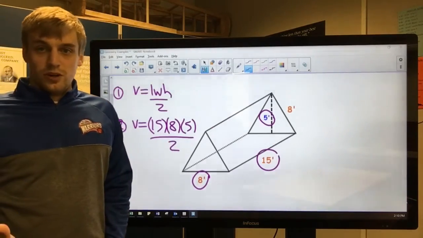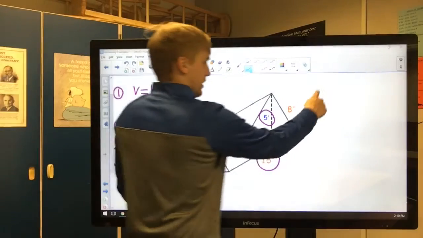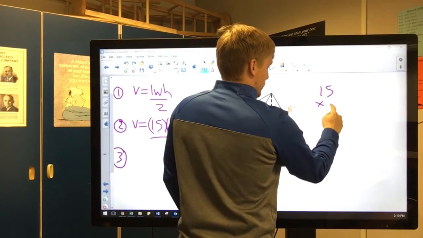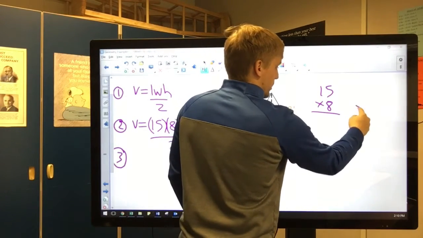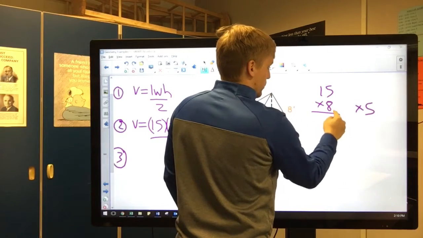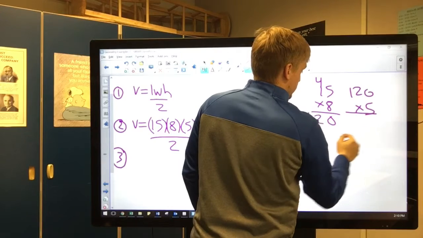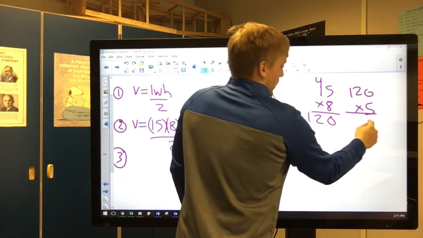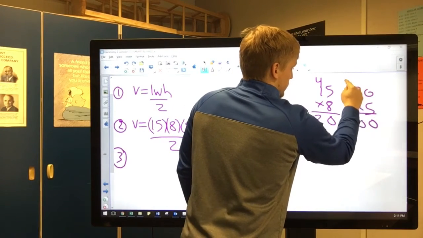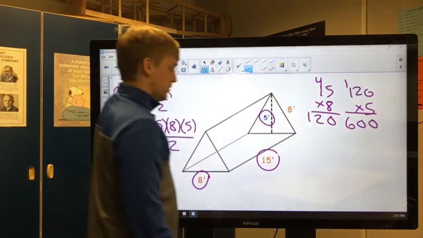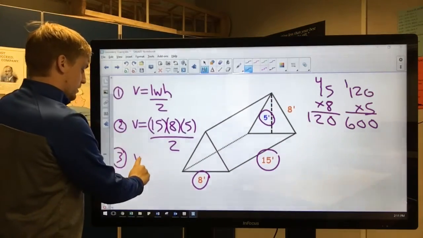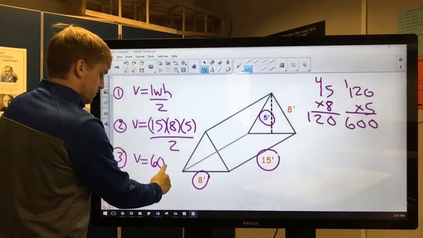Now typically what I would do is I would go to this side and take 15 times 8, get my answer, and then multiply it by 5. So I would go 15 times 8 is 120, then take 120 times 5, and I would get 600. And then I would write my answer here, 600.